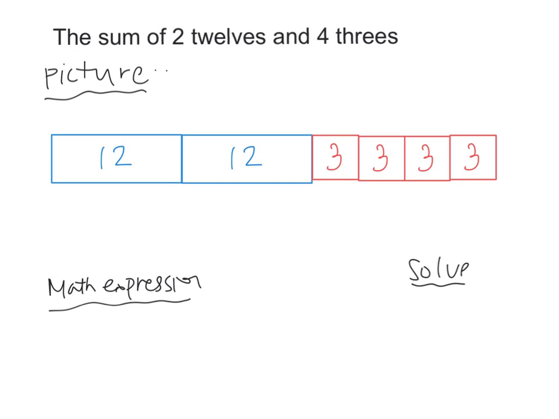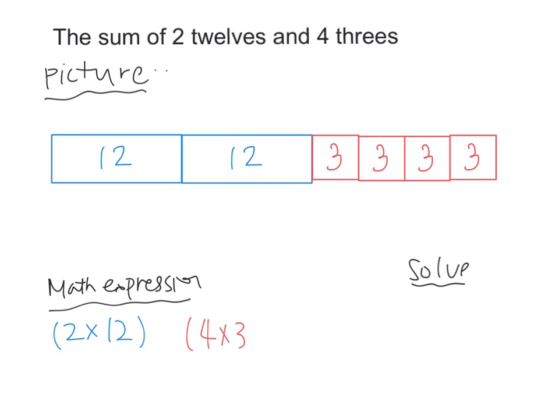How many 12s do I have? Okay, so first I have 2 12s. Actually, I'm going to write that in blue since my 12s are in blue. 2 times 12. Does that represent 2 12s? Okay. And how many 3s do I have? So how can I write, using numbers, that I have 4 3s? I have to do 4 times 3.